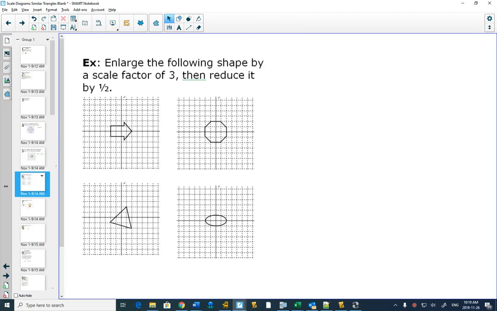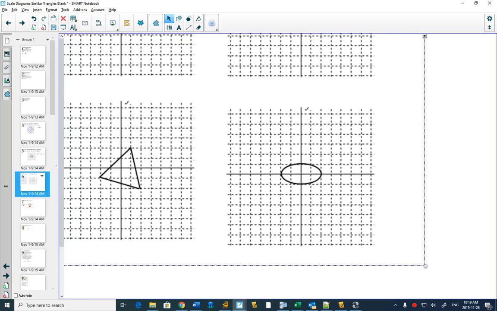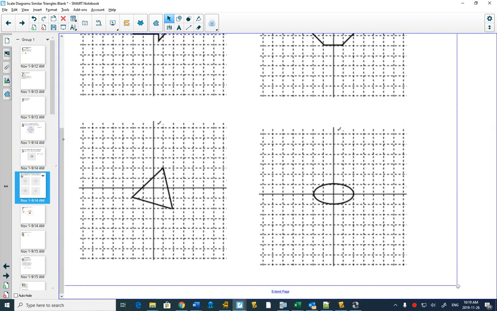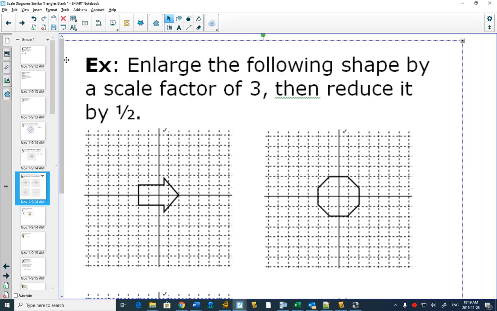Again, I'm going to make this bigger. So it says, enlarge the following shapes by a scale factor of 3 and then reduce it by 1/2. So one of the things you might want to do in something like this is use a ruler. So I'm going to show you how you can use a ruler.